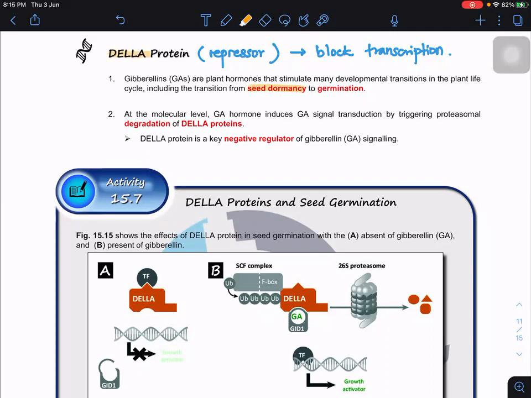So for the seed to be maintained in dormancy, we have to block the transcription. We need the DELLA proteins. But to break this seed dormancy, we need the hormone called gibberellin. I'll call it GA. Let's look at what actually happened here.